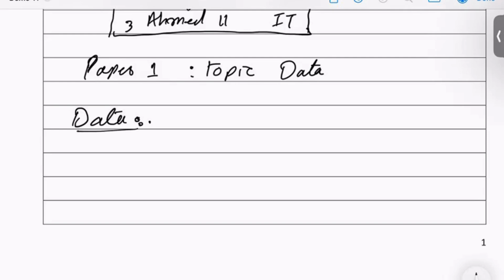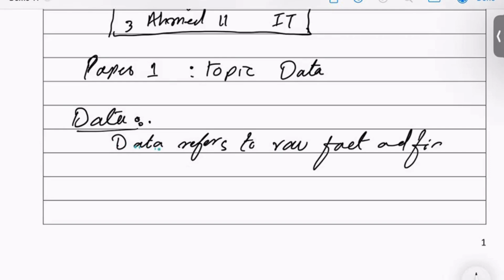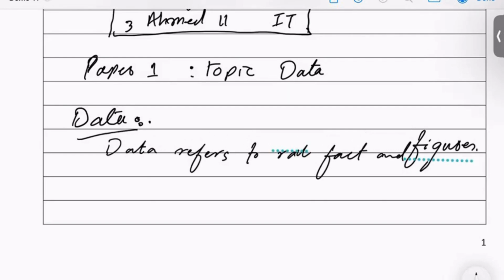Data always refers to raw facts and figures, ठीक है। In other words, unprocessed, and without the context we can say. For example, if I just randomly write something on my screen and I ask you what is that, then you will not have any information about it. What is it exactly?